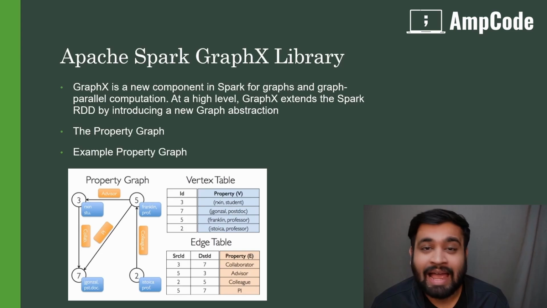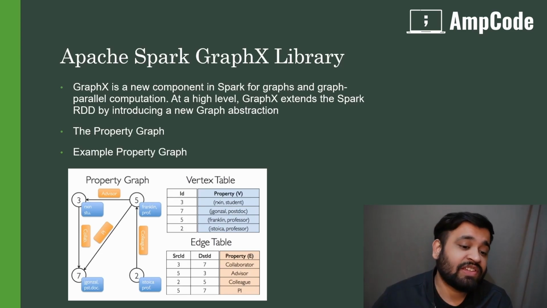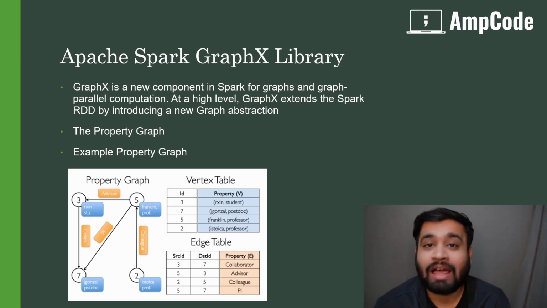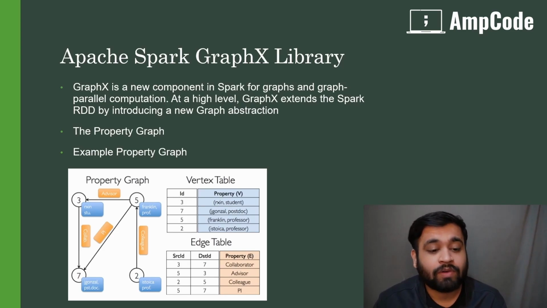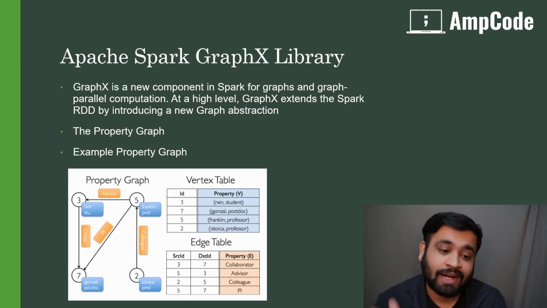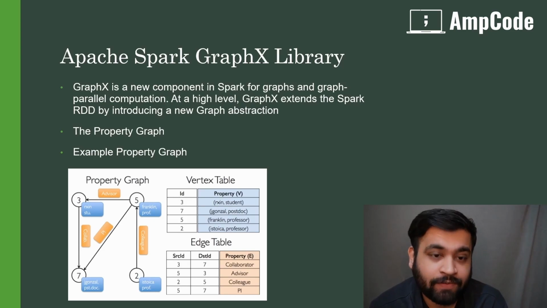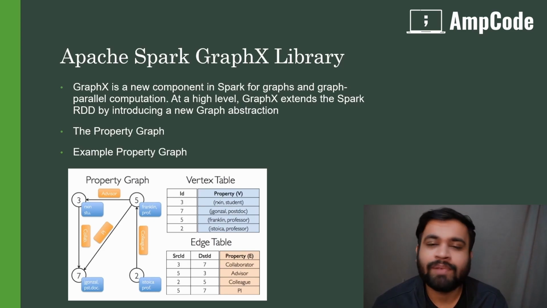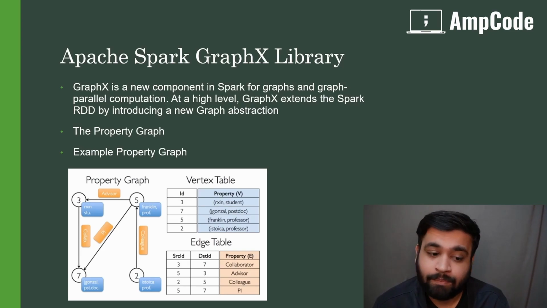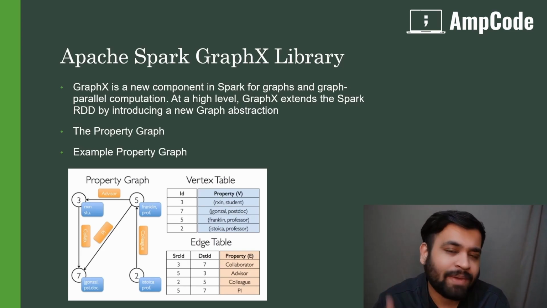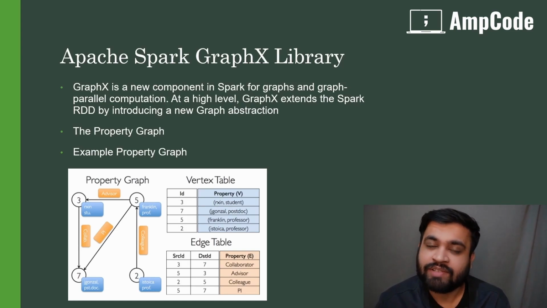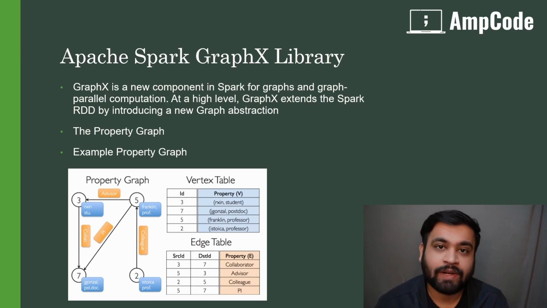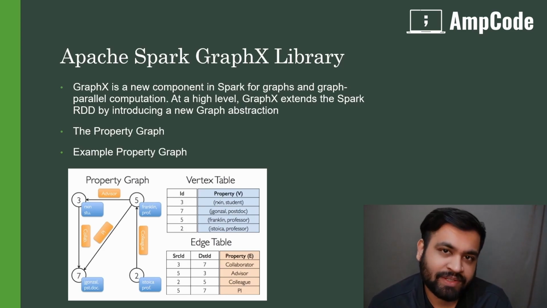At a high level, it extends the Spark RDD by introducing a new graph abstraction. So it's a totally different abstraction. We have seen all about the RDD, which is the primary abstraction, and we have also seen data frames, but graph is a completely different approach. So let's talk about the property graph and its examples to give you a better understanding of what a graph really is and how it compares to traditional approaches like data frames, RDDs, or even RDBMS databases.